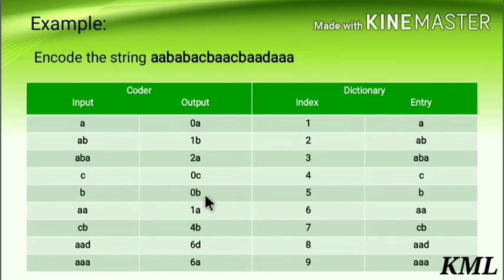You write a 0 and that letter following it. Increment the index, write this as it is. Take the next input, that is A. A is already in the dictionary. So take the next letter and combine both.